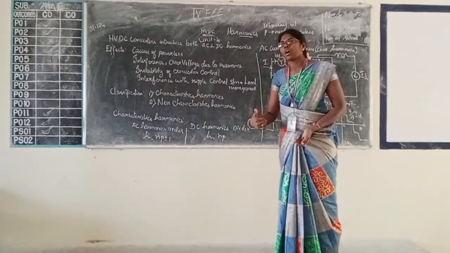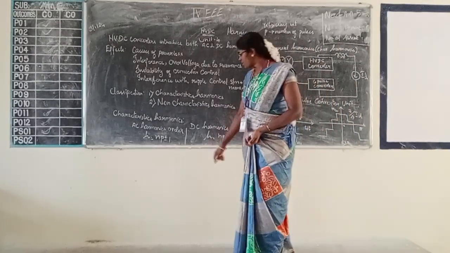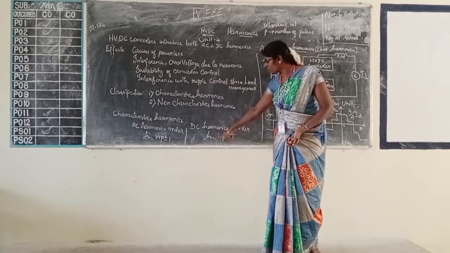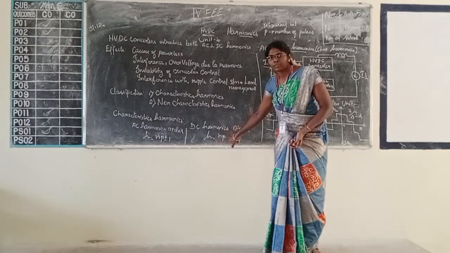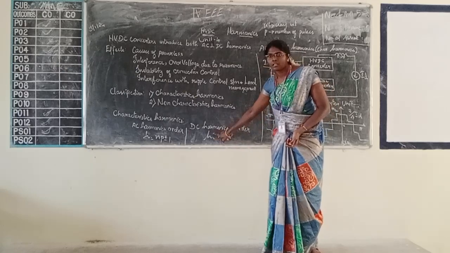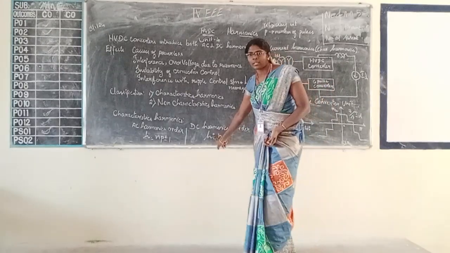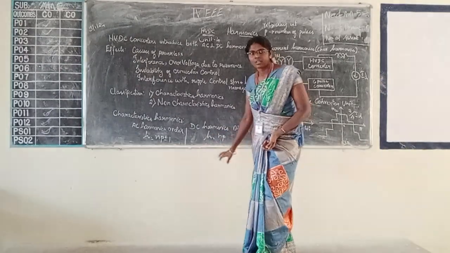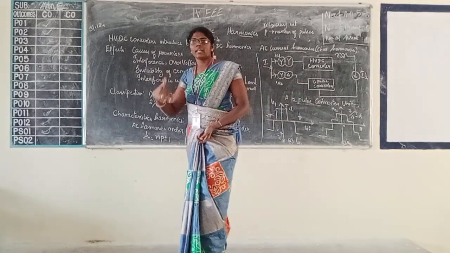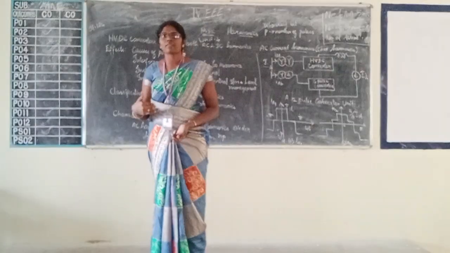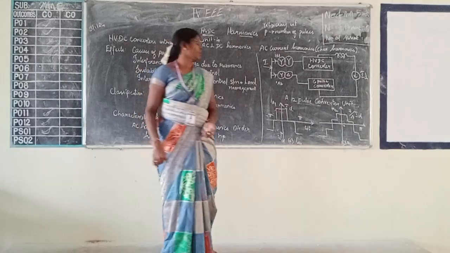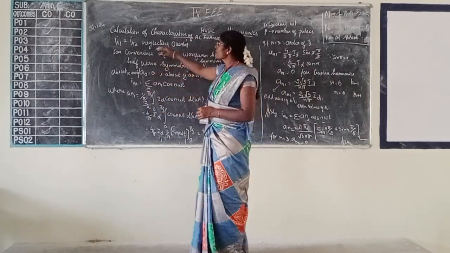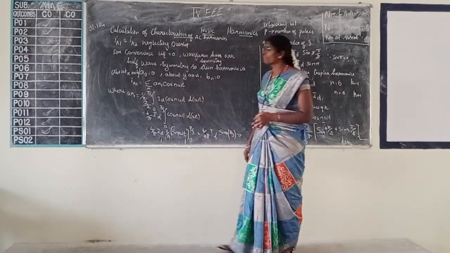When the number of pulses increases, our harmonic order decreases. Since H equals N into P, can you see both are proportional? So if pulses increase, harmonics will decrease, and automatically our number of harmonic orders will get decreased. This is the calculation of AC harmonics.